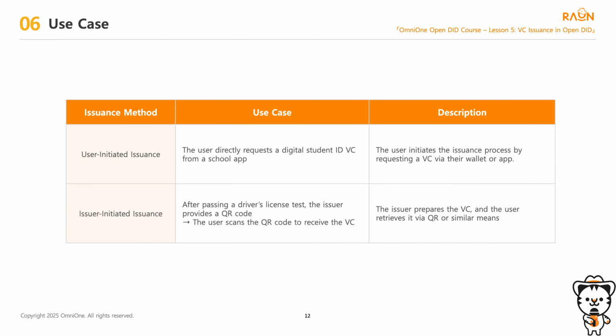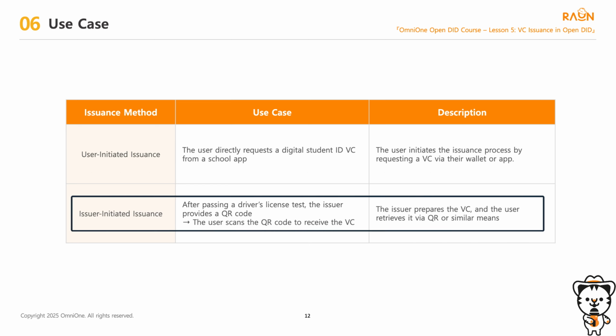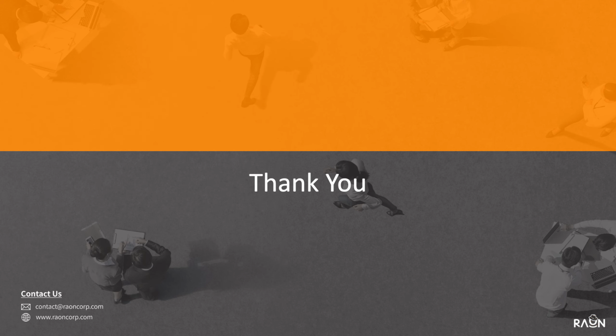Now, let's take a look at some real-world examples of how VC issuance works in everyday life. Let's start with user-initiated issuance. For instance, a student opens their school app and manually requests a digital student ID. In this case, the request begins with the user, who directly interacts with the wallet or app to initiate issuance. Next is issuer-initiated issuance. For example, after passing a driving test, the licensing agency sends a QR code. The user scans the code and receives the VC. In this structure, the issuer prepares the VC in advance, and the user retrieves it using the given code or link. That wraps up the 5th session.